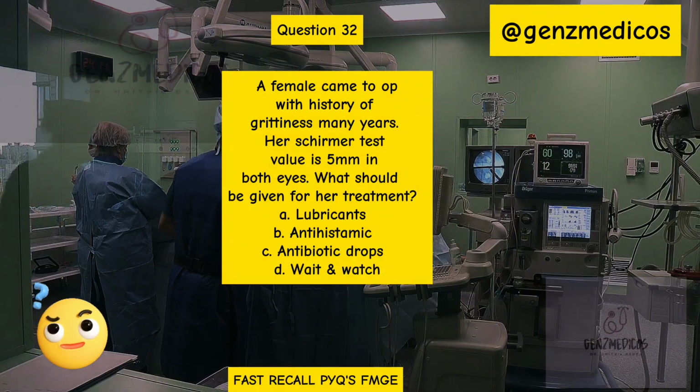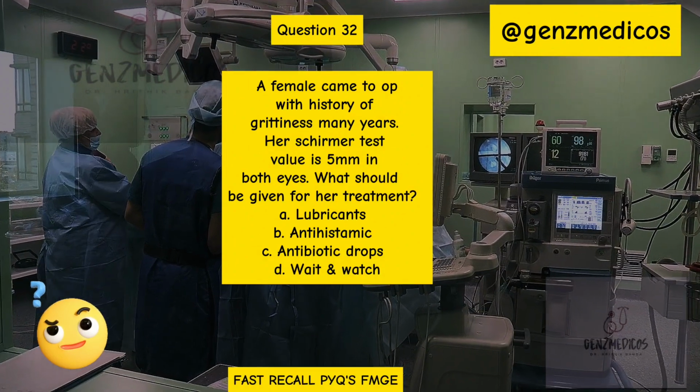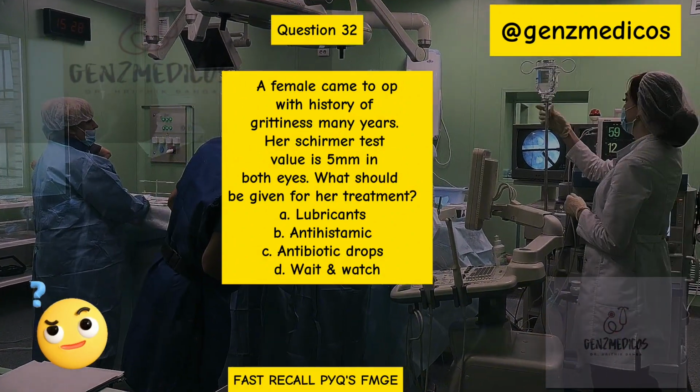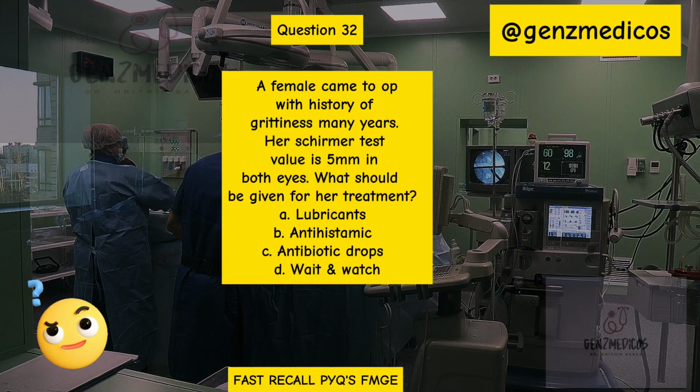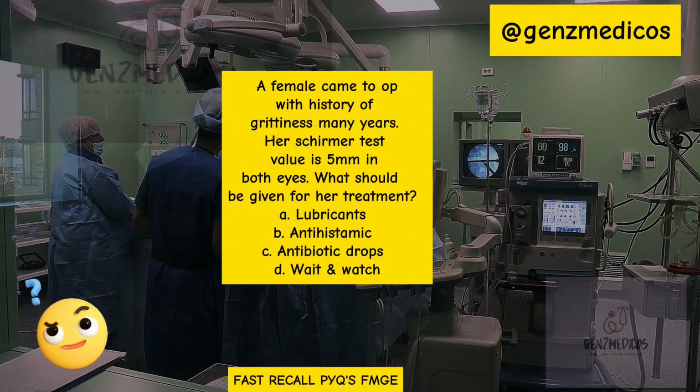A female came to OP with history of grittiness many years. Her Schirmer test value is 5 mm in both eyes. What should be given for her treatment? A. Lubricants, B. Antihistamine, C. Antibiotic drops, D. Wait and watch. Lubricants.